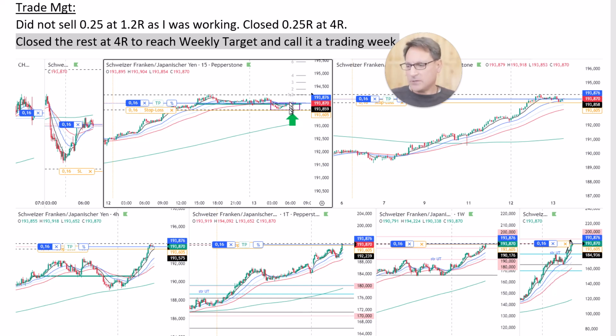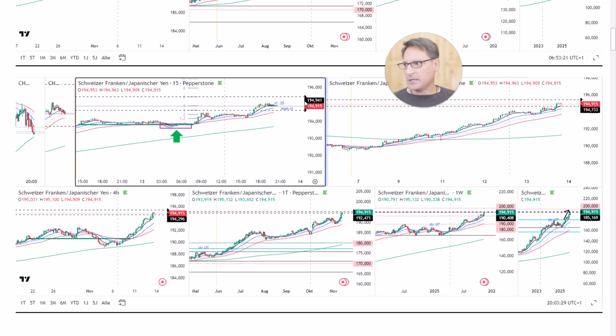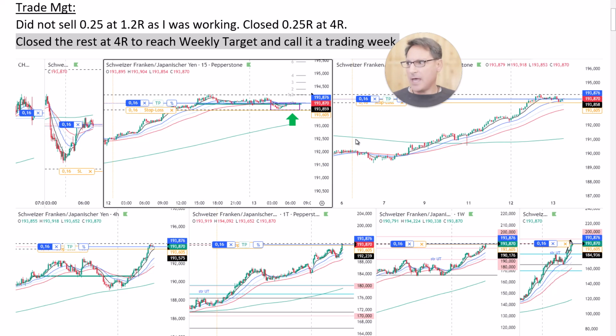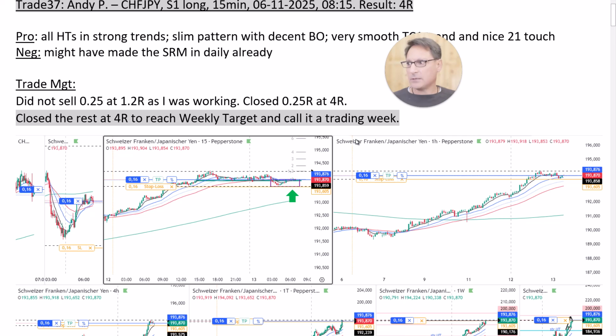This is the entry, this is the stop. That's a breakout failure pattern. Let's have a look at how that developed. Well, we can see how that's a stop run move, then it goes sideways and it just follows the trend. Andy decides to take a profit at the 4R level and call it a week because he has nicely hit the weekly target. Well, that is really well done and impressive indeed.